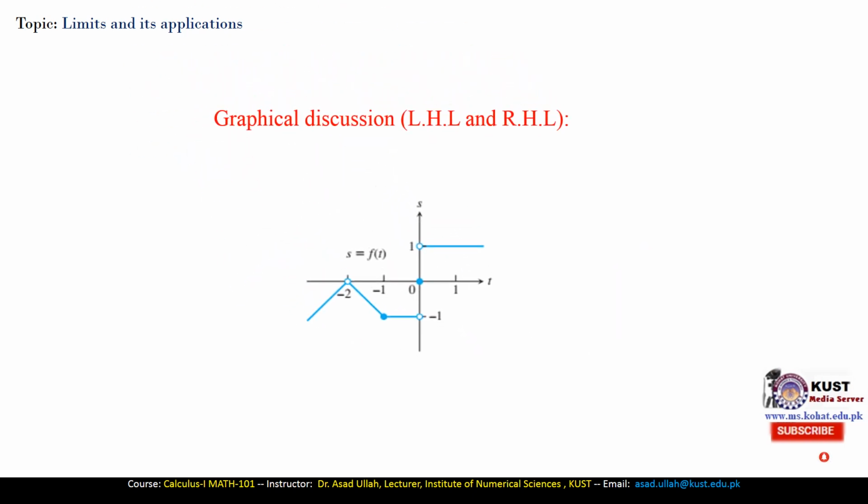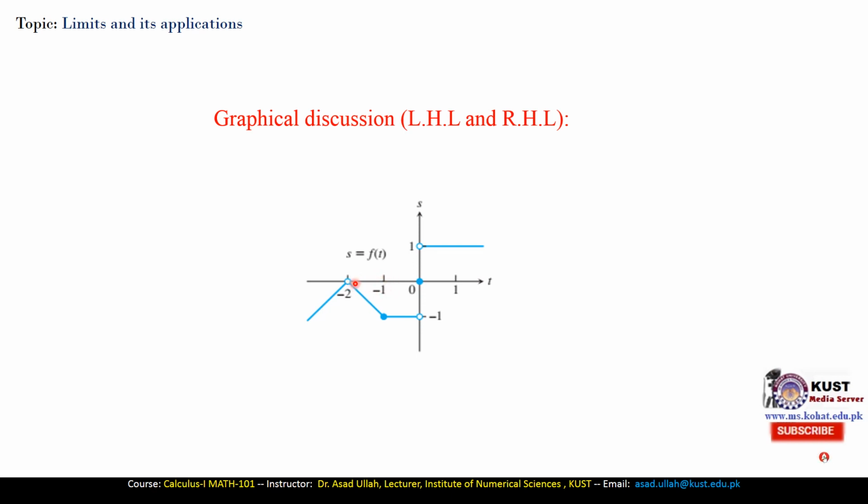Now, a graphical discussion using the left hand limit and the right hand limit. This is just a simple example of the function s equal to f of t, and this is the graph of this function. To evaluate the limit at the point minus 2, if we approach minus 2 from the left side, the function value goes towards 0. And if we approach the point minus 2 from the right side, the function value also goes towards 0. So the left limit and the right hand limit are equal to 0, and thus the limit exists and is equal to 0.